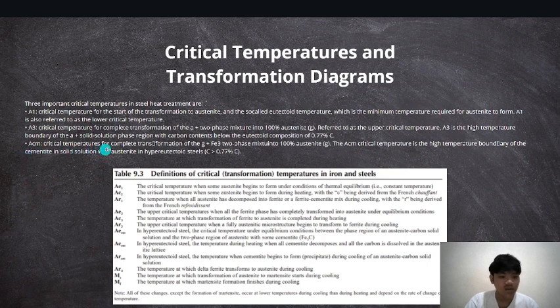ACM, the critical temperature for the complete transformation of the austenite plus Fe3C phase mixture into 100% austenite. The ACM critical temperature is the high temperature boundary of the cementite in the solid solution with austenite in the hypereutectoid steels.